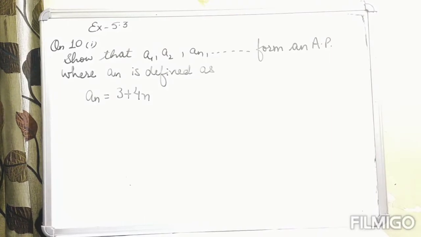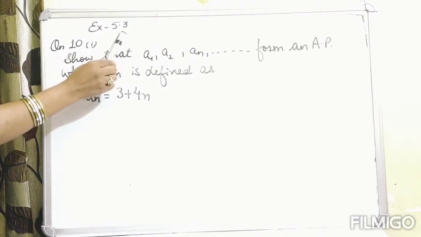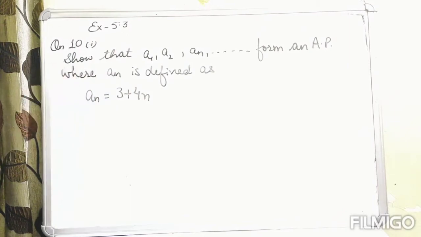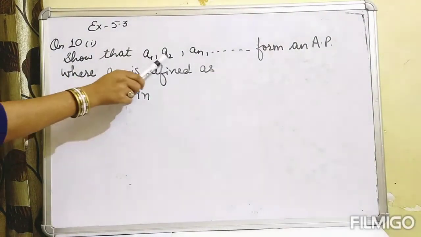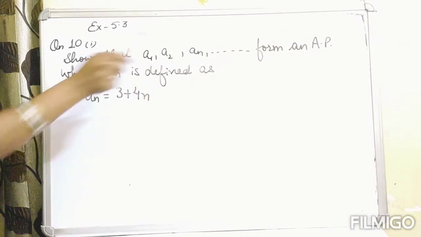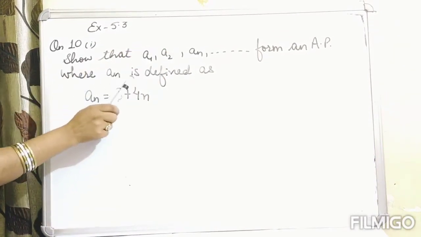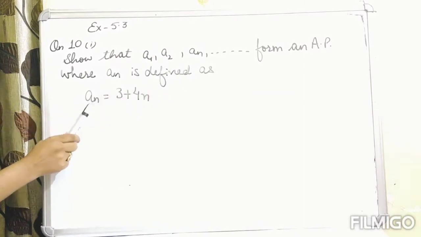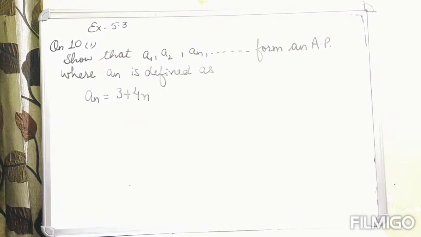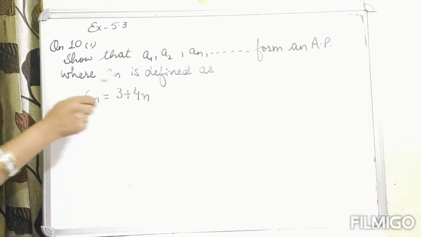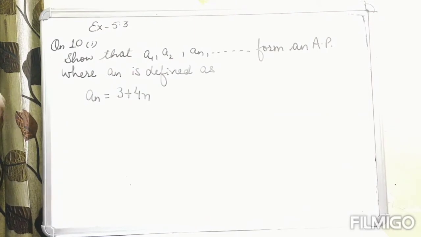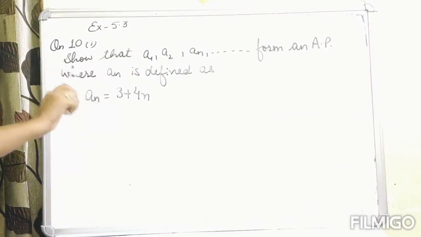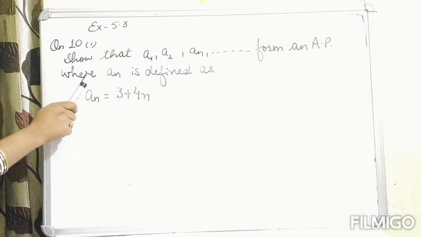Okay, dear students, today we'll do exercise 5.3, question number 10, part number 1. So, in this question, what is given? Let us see. Show that A1, A2, AN form an AP where AN is defined as AN equals 3 plus 4N. So, first of all, we have to define the term, the series of which the nth term is 3 plus 4n, and that particular sequence, not series, I'm sorry, the sequence will form an AP or not.